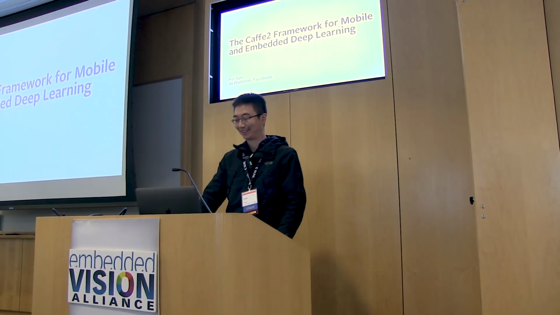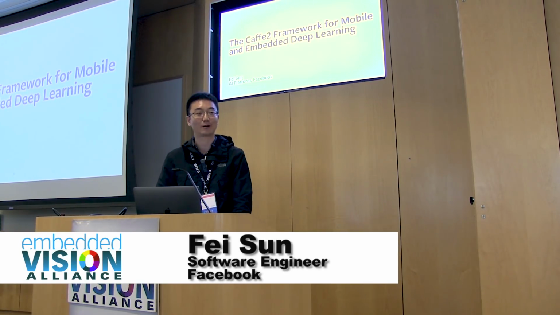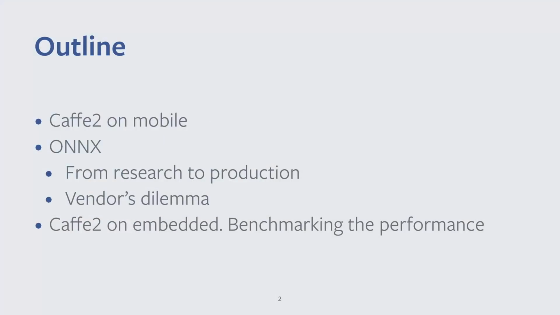Glad to be here. Today I'm going to talk about the Caffe2 framework for mobile and embedded deep learning. So here is the outline. First I'll talk about what Caffe2 has been doing on mobile, what's been successful over there. Then talk about ONNX, the Open Neural Network Exchange format. And finally, I'm going to talk about Caffe2 on embedded, mostly from the benchmarking perspective.